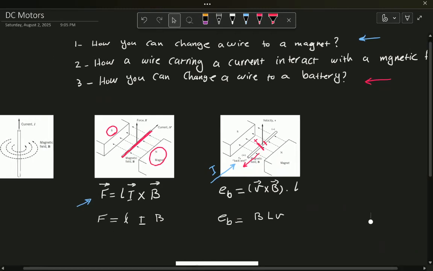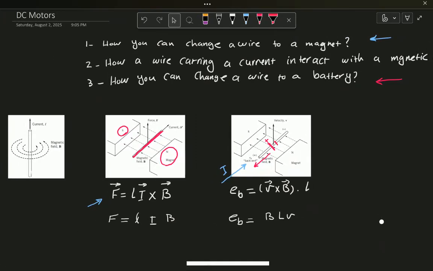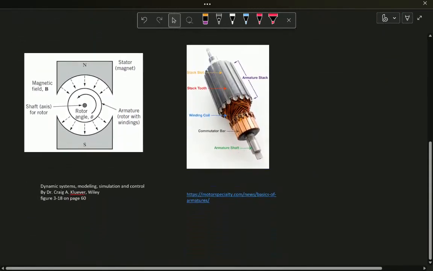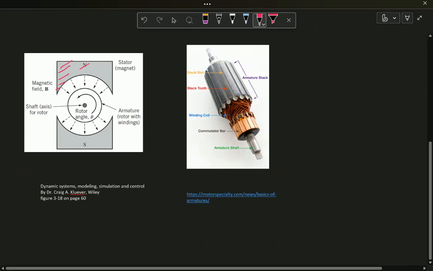Now let's see how we can put these three laws together, to make sense out of them, in an electromechanical device, which is a DC motor. DC motors work with the interaction of magnetic field and electric field. What we are looking at here is a permanent magnet DC motor, which comes with an existing magnetic field, which we call the magnetic field of the stator.